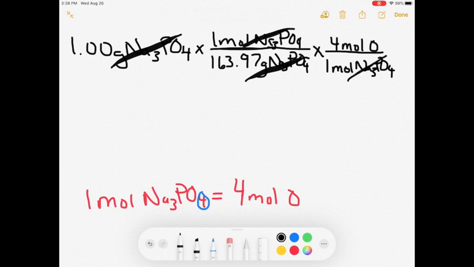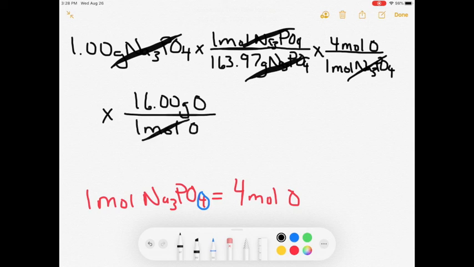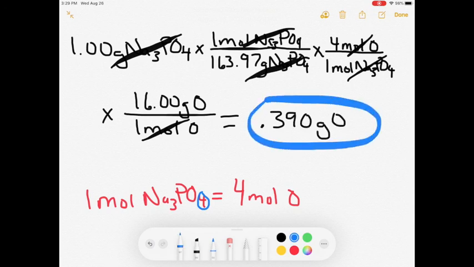Now I have moles left of oxygen, but I want grams. So we're going to do one more step, go from moles to grams using the molar mass of oxygen. The molar mass of oxygen is 16 per 1 mole. So moles of oxygen cancel, and that gives me 0.390 grams of oxygen. So 0.390 grams in my 1 gram sample is oxygen.